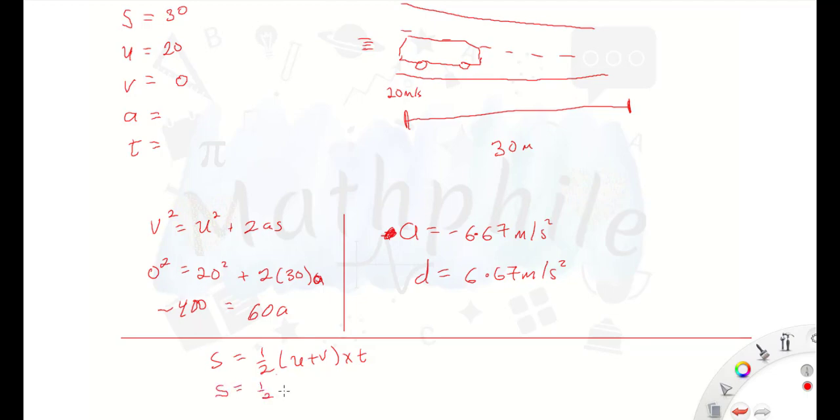So x equals 1 over 2. The u given is 20. The v is 0 times the time. Oh, so the x given was 30. Let me cancel this.